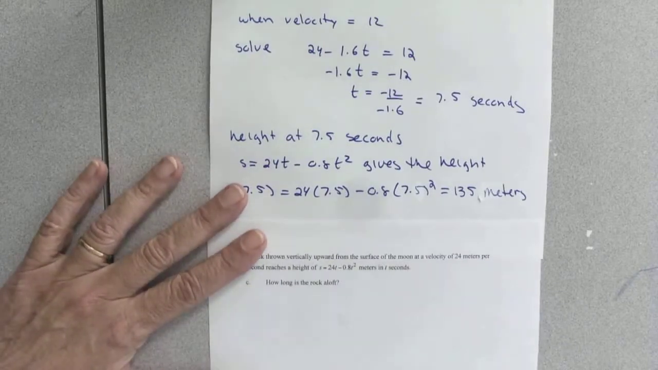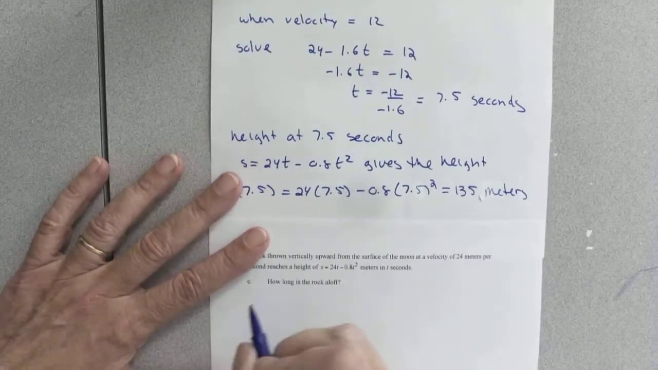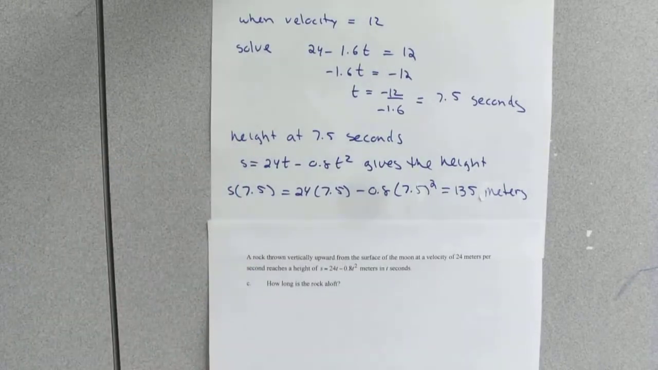So the rock is going up and it's coming down. To explain this, I would ask a bunch of people in the classroom and we would figure it out together, but the classroom's empty. So the rock goes up and then it comes down. When it comes down and hits the ground, that puts the end on how long it's aloft.